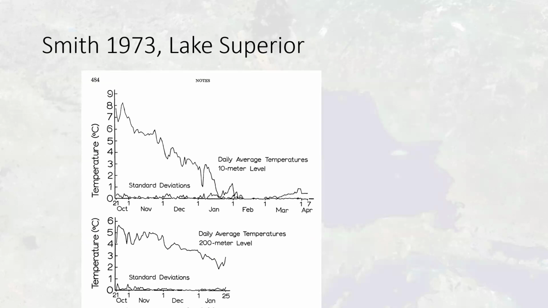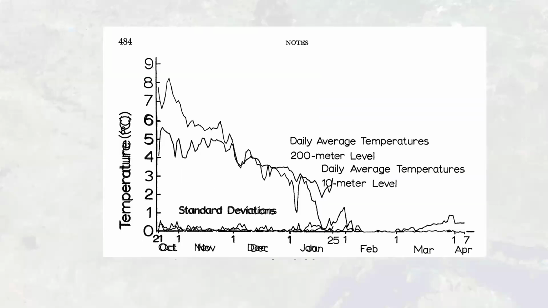Here's Ned Smith in '73 in Lake Superior. This is 10-meter data. This is 200-meter data. Unfortunately, his deep temperature sensor conked out after just a few months. If you plot those on top of each other, not easy to see. You can see summer stratification here, this mixed period, and then it just starts to form proper winter stratification when this sensor fails and we don't get any data.